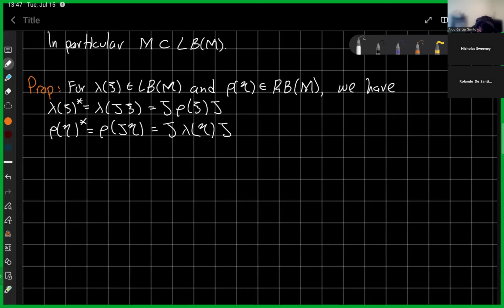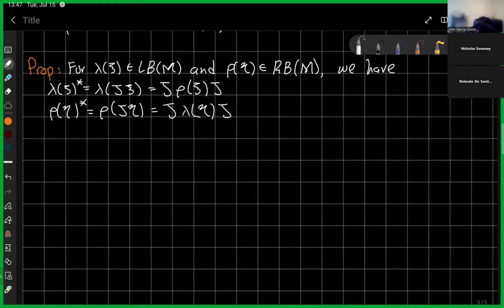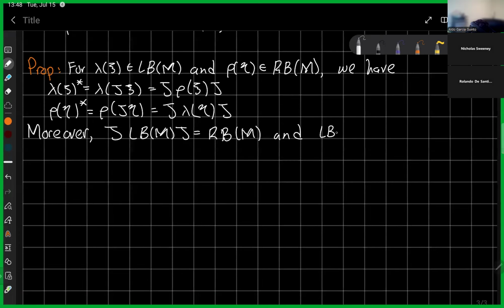And then in particular, what this shows — moreover, J left bounded is equal to right unbounded. Oh, it's funny. And the left is contained in the commutant of the right ones.